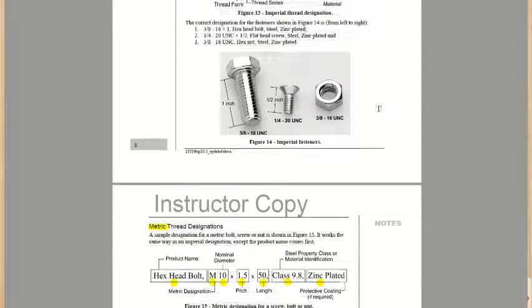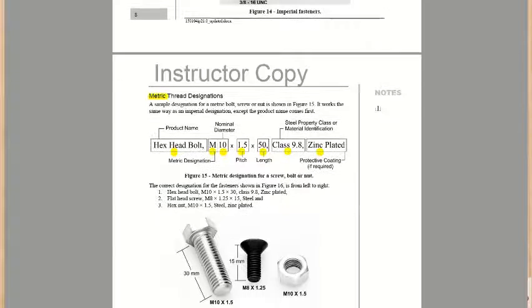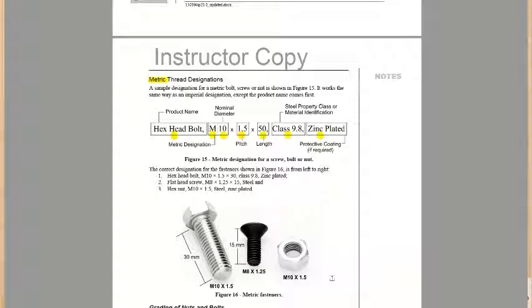So that's for imperial. For metric, Figure 16 shows us symmetric fasteners. Symmetric is called out a little bit differently. Our product name comes first, M for metric. Then we have our nominal diameter. We have our pitch, our length. We could have our steel property class or material identification, and any protective coating that's required.